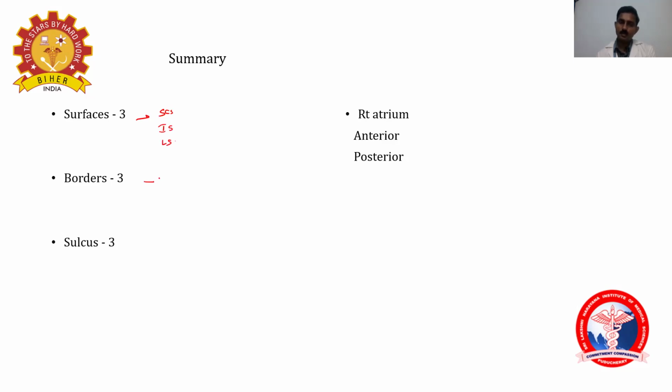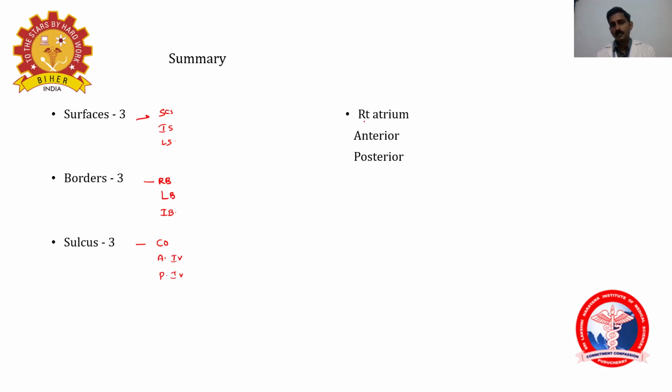We have three borders. What are the borders? We have a right border of the heart, we have a left border of the heart, and we have an inferior border. How many sulci are there? Sulci also three. Can you recollect the sulci? We have the coronary sulcus, the anterior interventricular sulcus, and the posterior interventricular sulcus. Coronary sulcus will go like this.